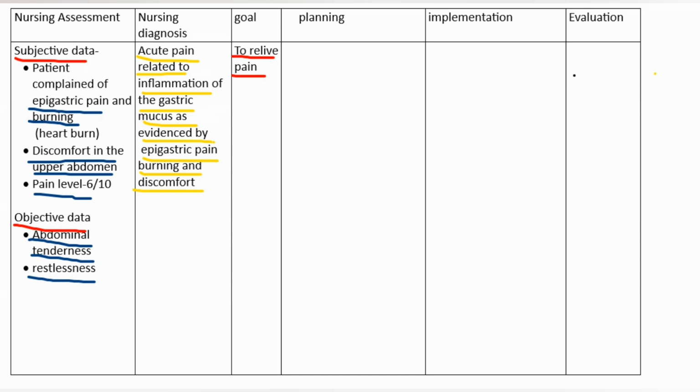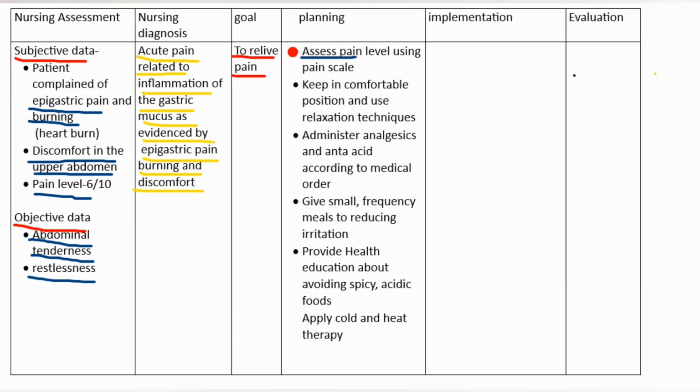Planning. Assess the pain level using a pain scale. Keep in a comfortable position and use relaxation techniques. Administer analgesics and antacids according to the medical order.